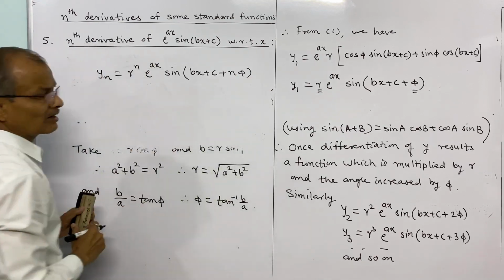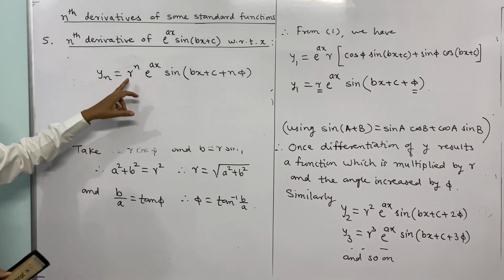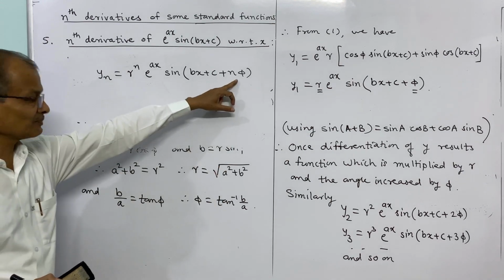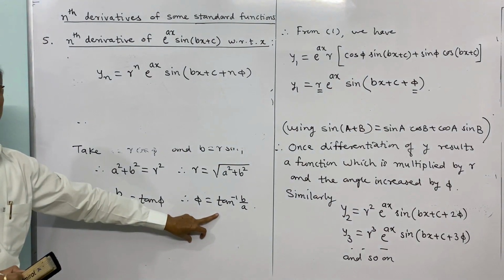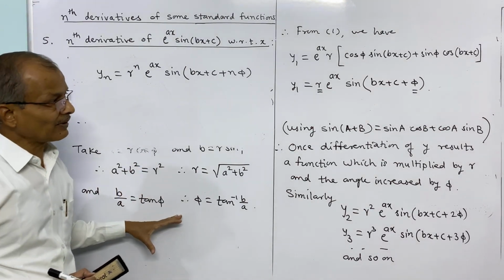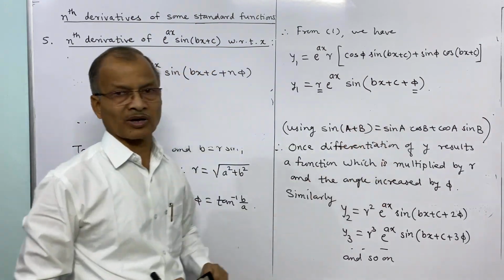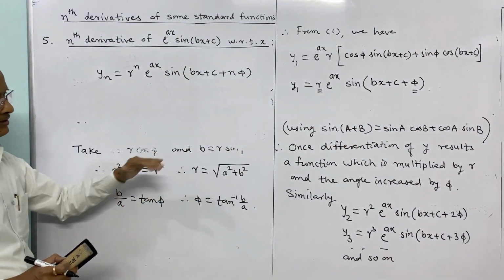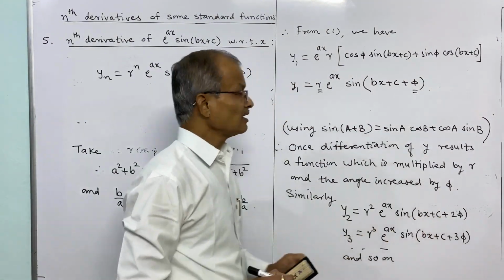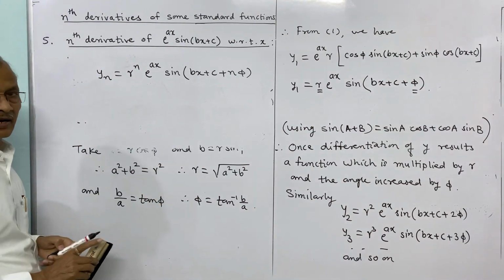So this is our nth derivative yn, but we should replace the value of r. What is r? It is the square root of a square plus b square, and phi is tan inverse of b by a. We have done this substitution to have a simplified function and to get a similar pattern, using this trigonometric formula, so that we obtain a single function in terms of the addition formula of sine. Now we should replace the values of r and phi.